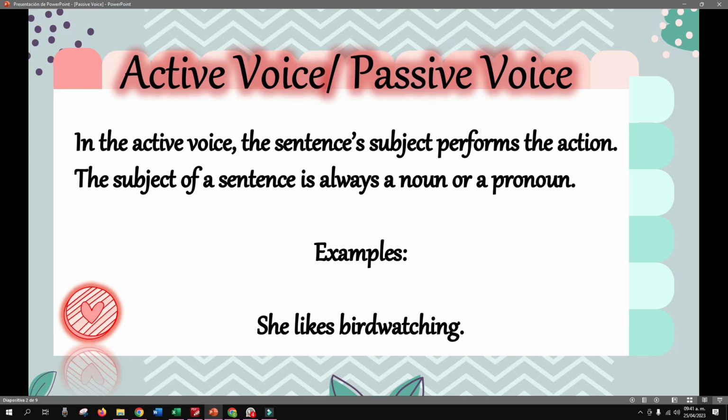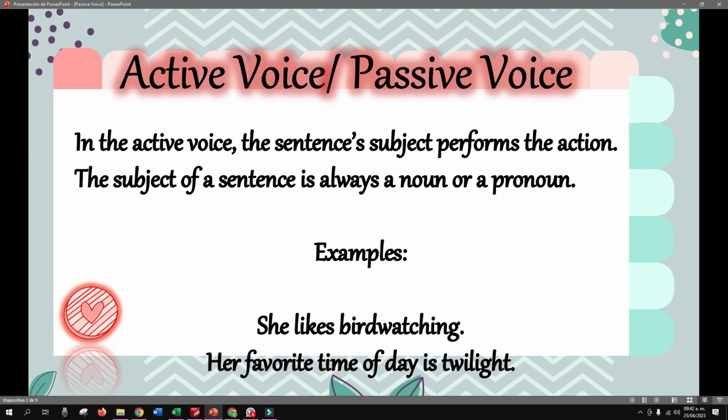That would be like that. She likes bird watching, right? That is an active voice sentence, right? So you have the subject, the verb and the complement for that one. And so that would be the active voice in that case. You have the common structure, right? So the subject, the verb, in this case third person singular, that's why you use the s, and also you have the complement. That is for an active sentence.